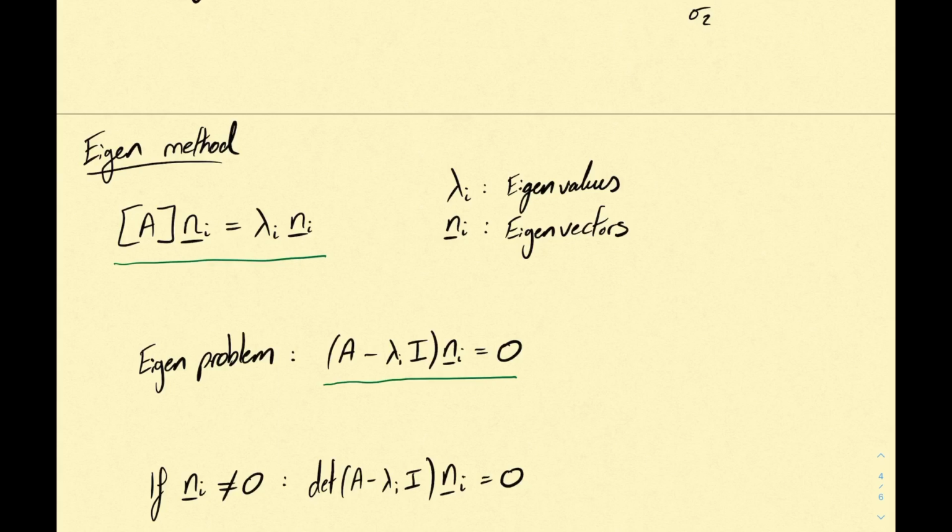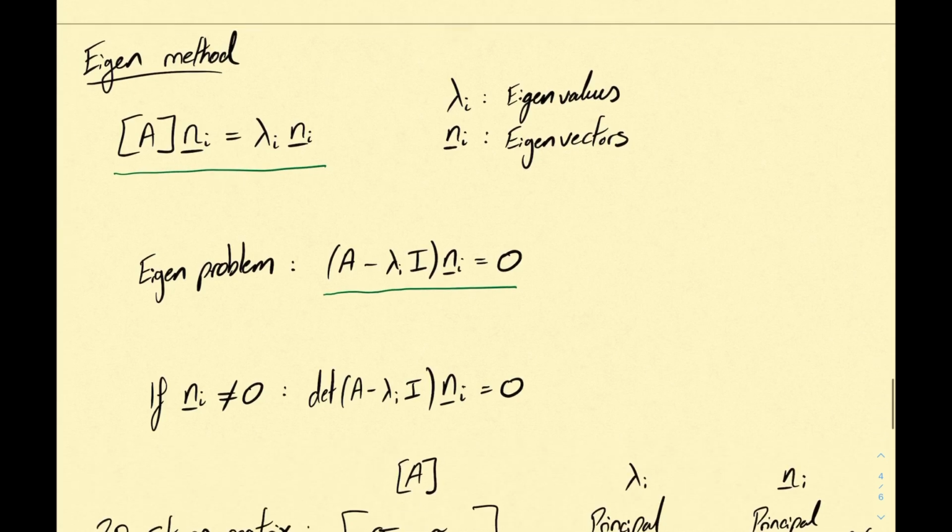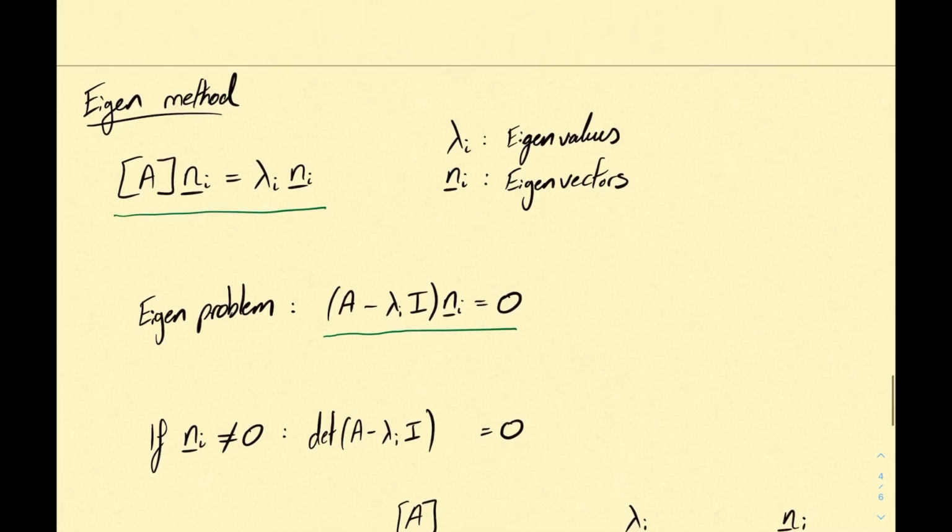And this is quite interesting because then you can say that if your vector n i is not allowed to be 0, then the only way you can get a solution to this problem is if the determinant of the term A minus lambda I, capital I, is 0. Okay, so that's what we're looking for, and that's basically the eigenvalue problem.